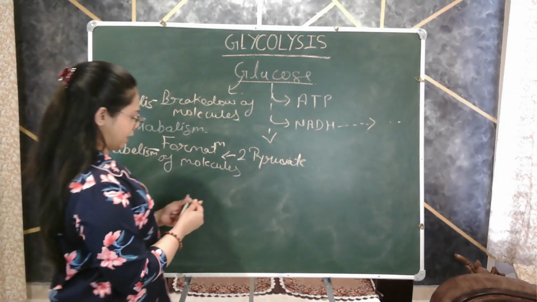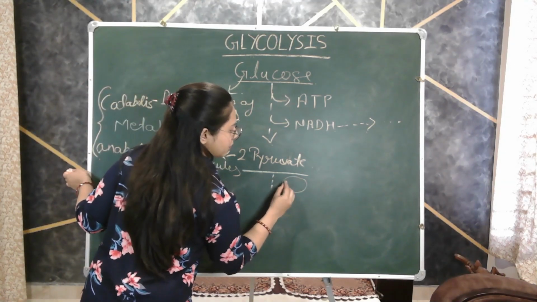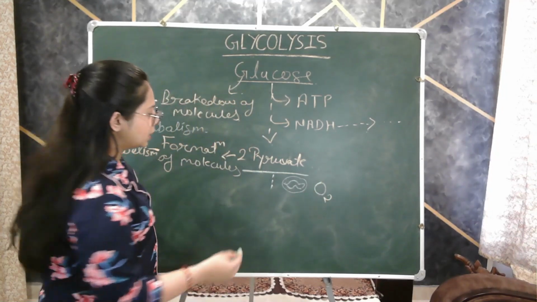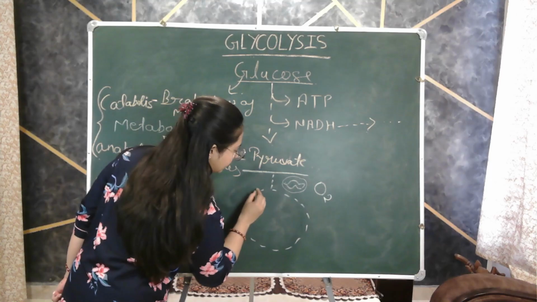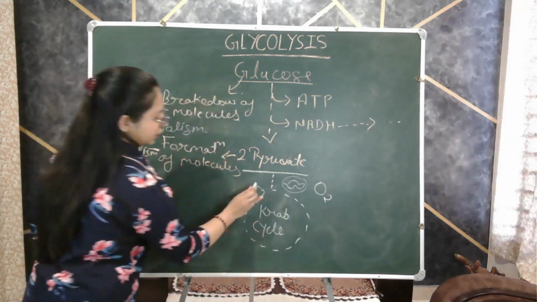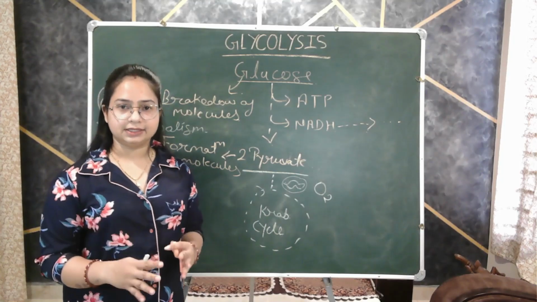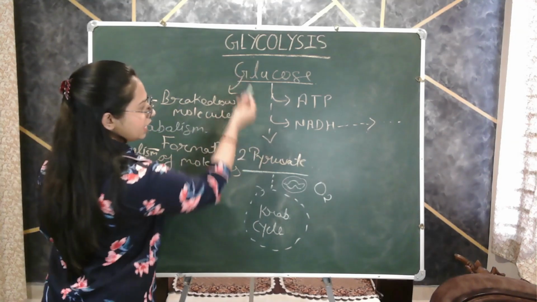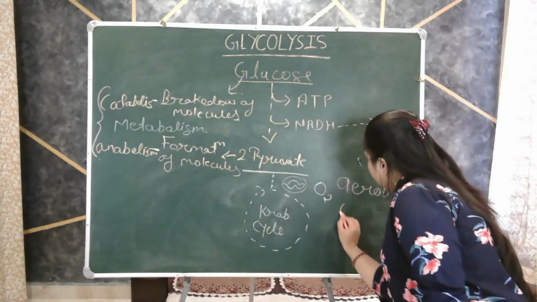After this, the pyruvate molecules, in the presence of mitochondria and oxygen, go into the Krebs cycle, in which a lot of energy is released. This type of glycolysis is called aerobic glycolysis.